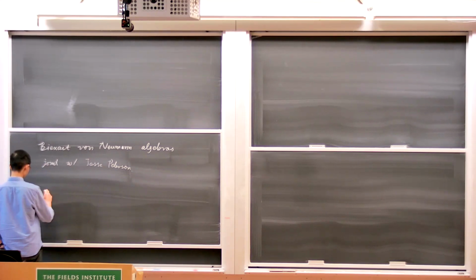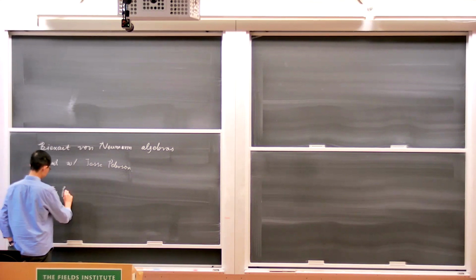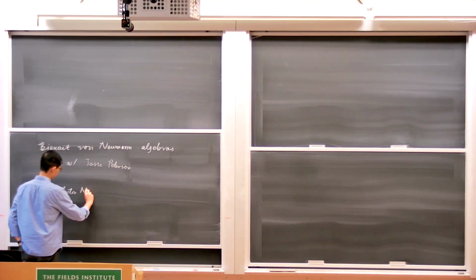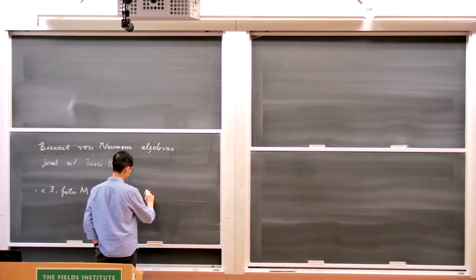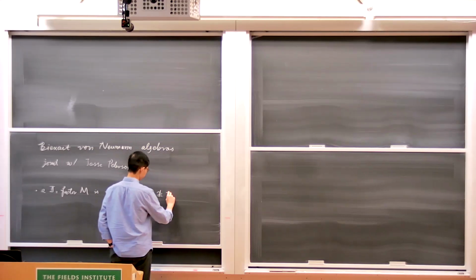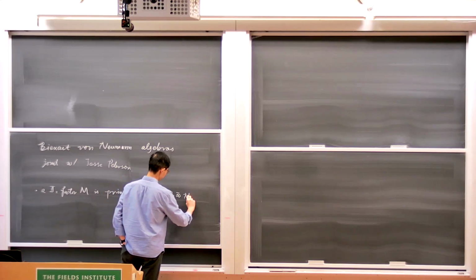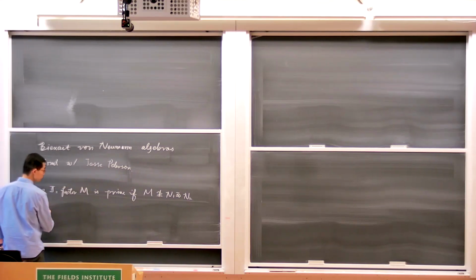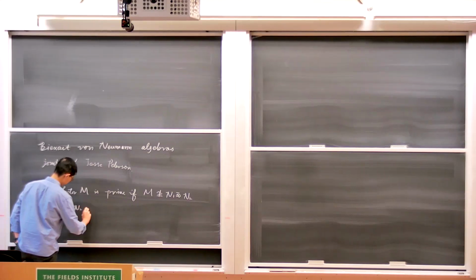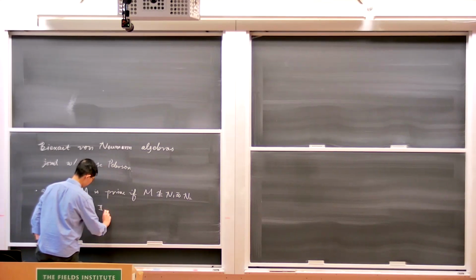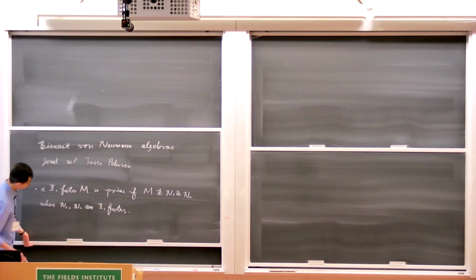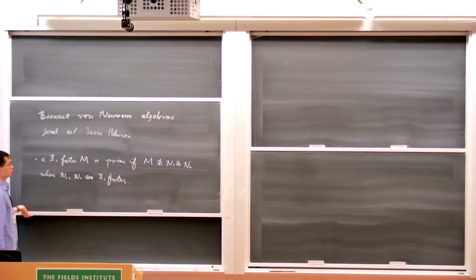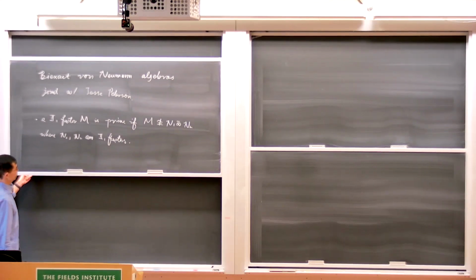So a II_1 factor M is prime if you cannot write M as a tensor product of two II_1 factors. And in general, you say a von Neumann algebra is prime if it cannot be split as a tensor product of diffuse von Neumann algebras.